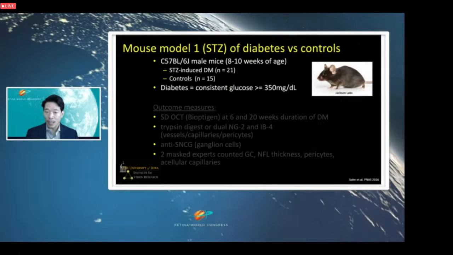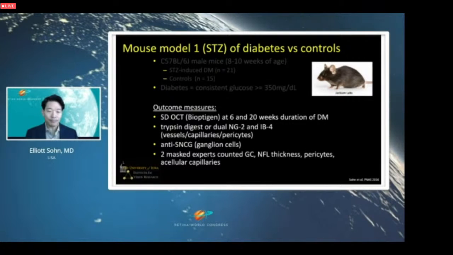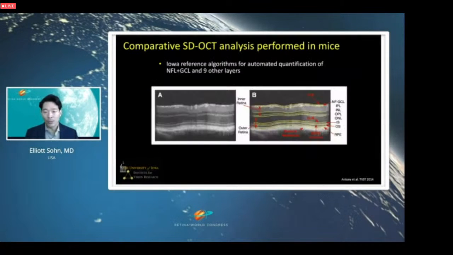So we used an animal model here with mice to actually look at this, where you have a really controlled setting, where we induce type 1 diabetes, giving STZ to mice to give them type 1 diabetes, and had some control mice. We looked at, of course, OCT at 6 and 20 weeks after diabetes, and then looked at other things as well, such as doing trypsin digest to look at acellular capillaries, looking at pericytes, looking at ganglion cells, and of course, OCT. And we used our automated algorithm, the Iowa Reference Algorithms, to segment this.